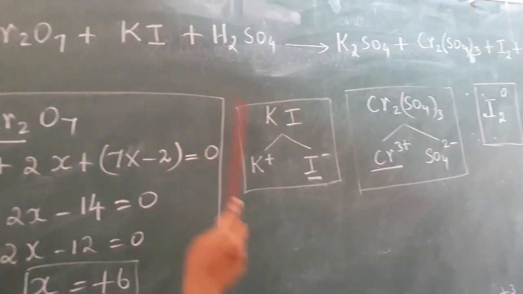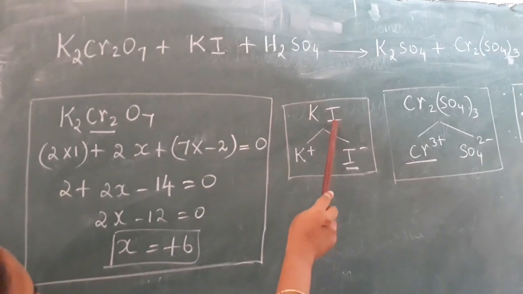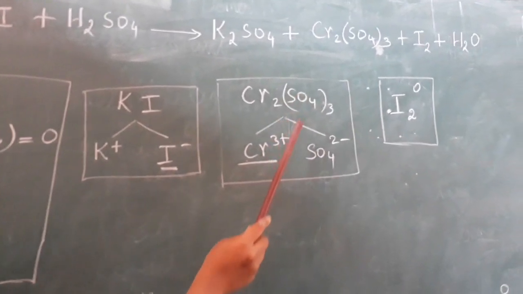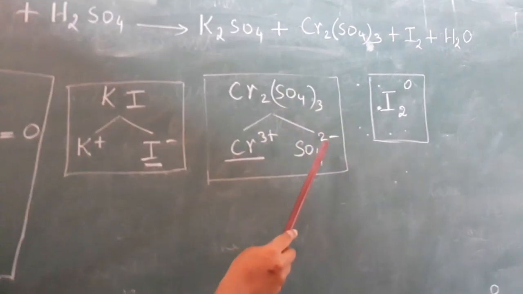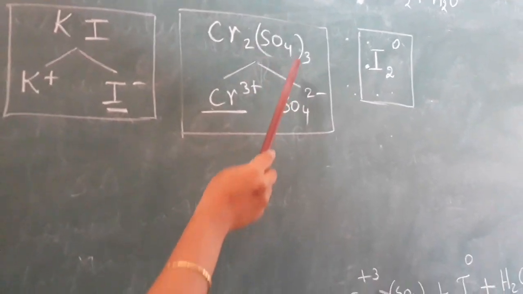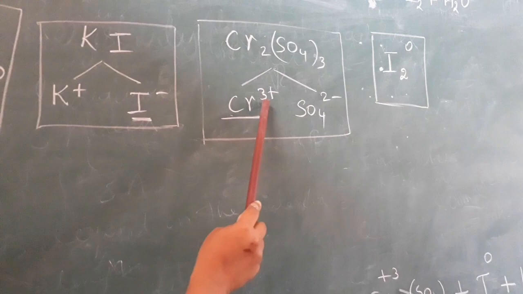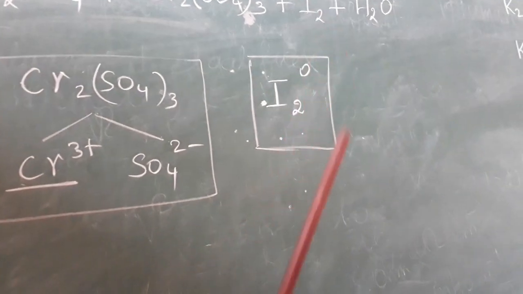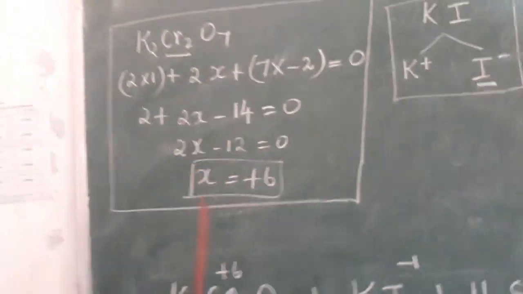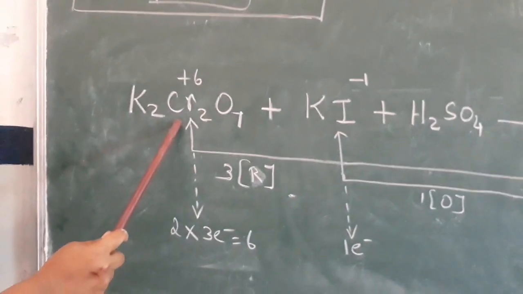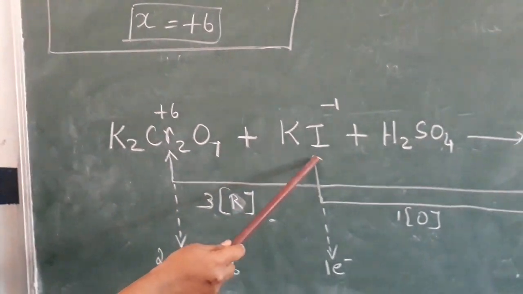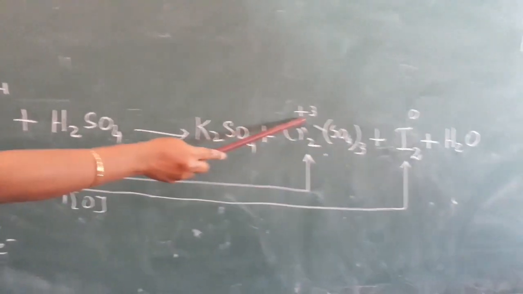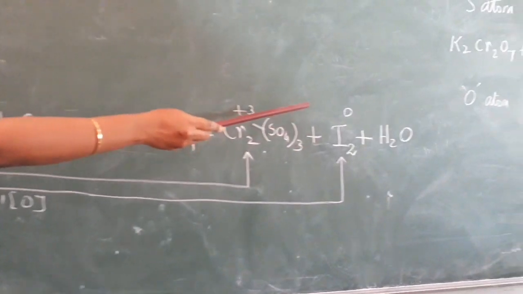Then potassium iodide. Here the potassium is +1, which means automatically the iodine is -1. Next one, the chromic sulfate. Here the sulfate, as I already told you, is 2 minus, and with the crisscross way, the chromium we get as 3 plus. Next, iodine is a molecule, and for a molecule the oxidation number is always 0. Now we put the oxidation numbers: in potassium dichromate, chromium is +6, and iodine is -1. In chromic sulfate, chromium is +3 and iodine is 0.